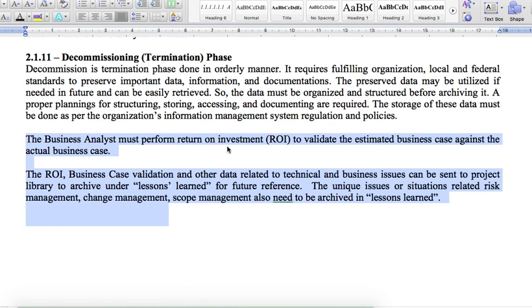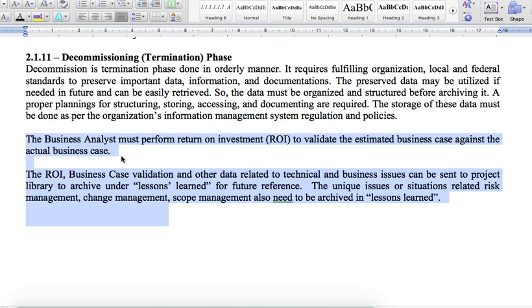The business analyst must perform the return on investment to validate the estimated business case against the actual business case. This is important: during this termination phase, you may want to revisit the business case to see what was projected in terms of benefits and risk, and what the actual benefits of the particular solution were, and how they were realized. These are the important factors we need to consider.